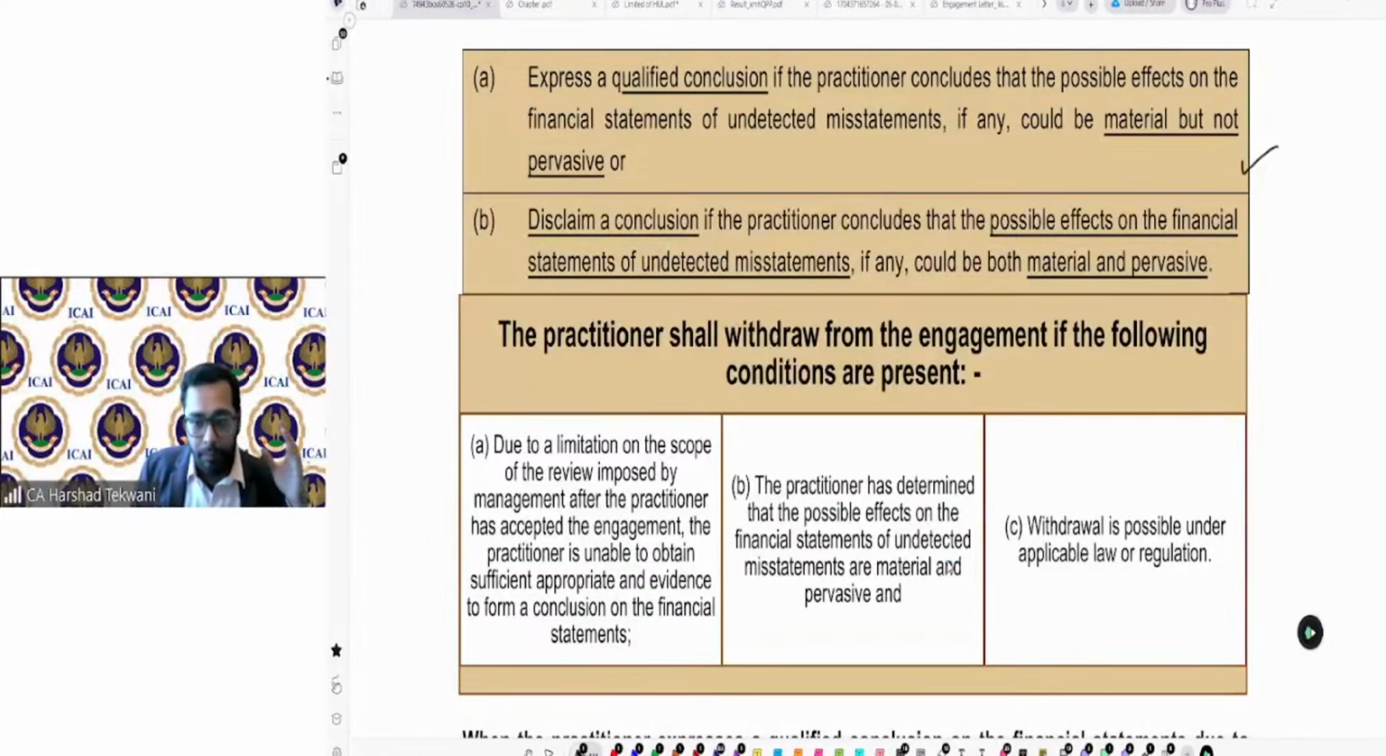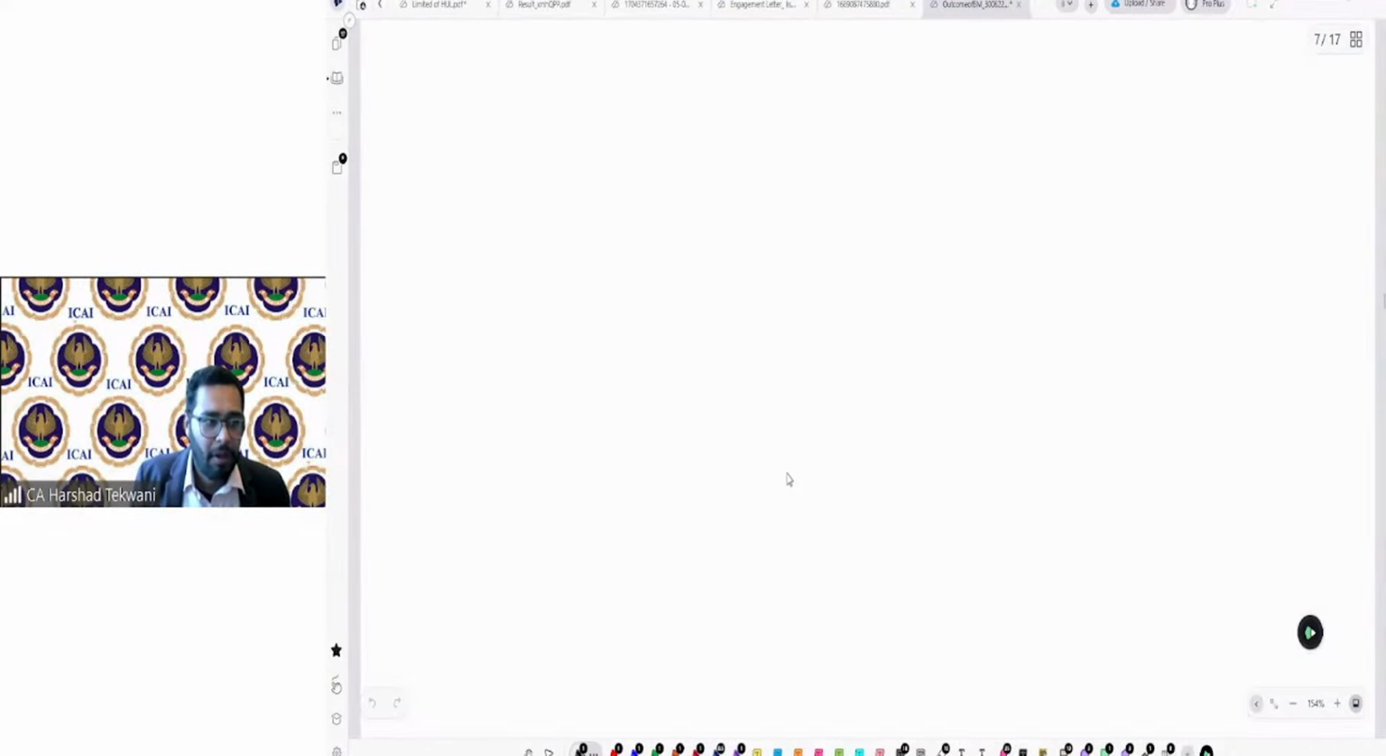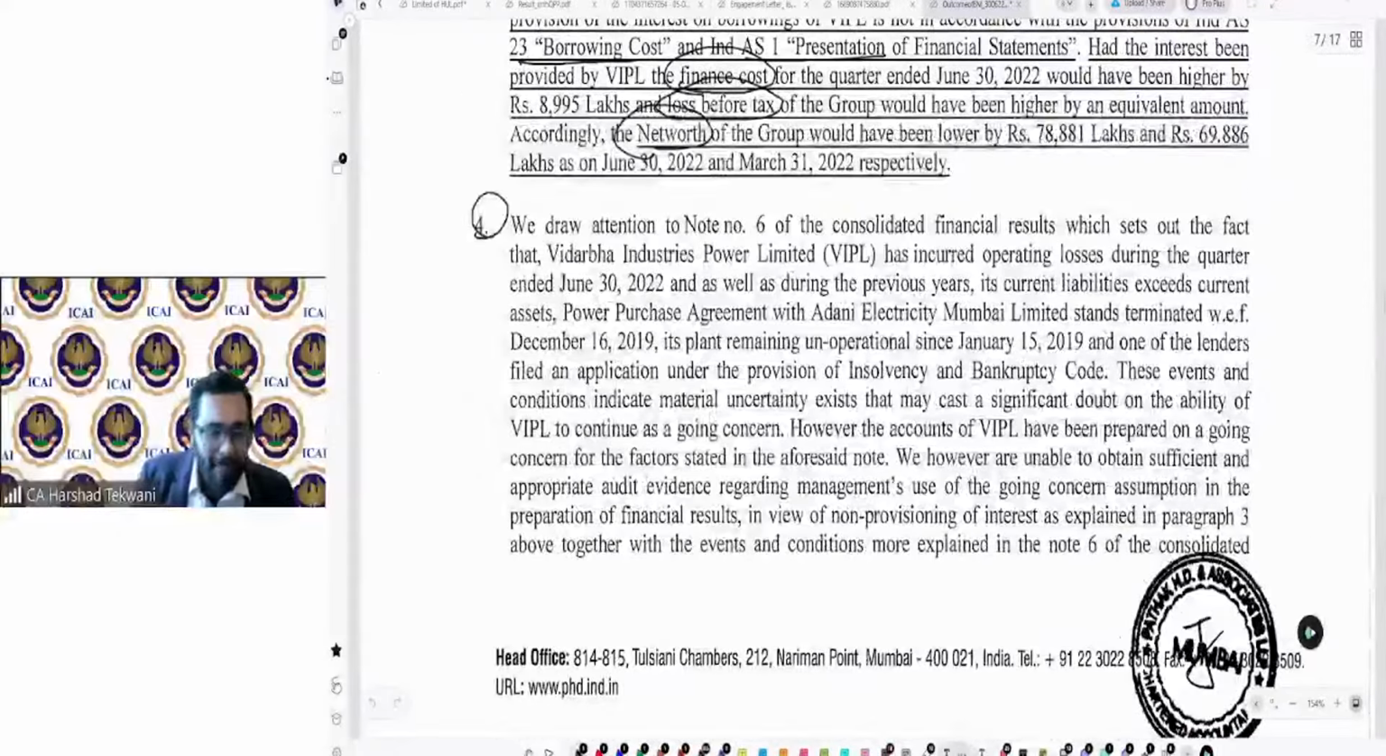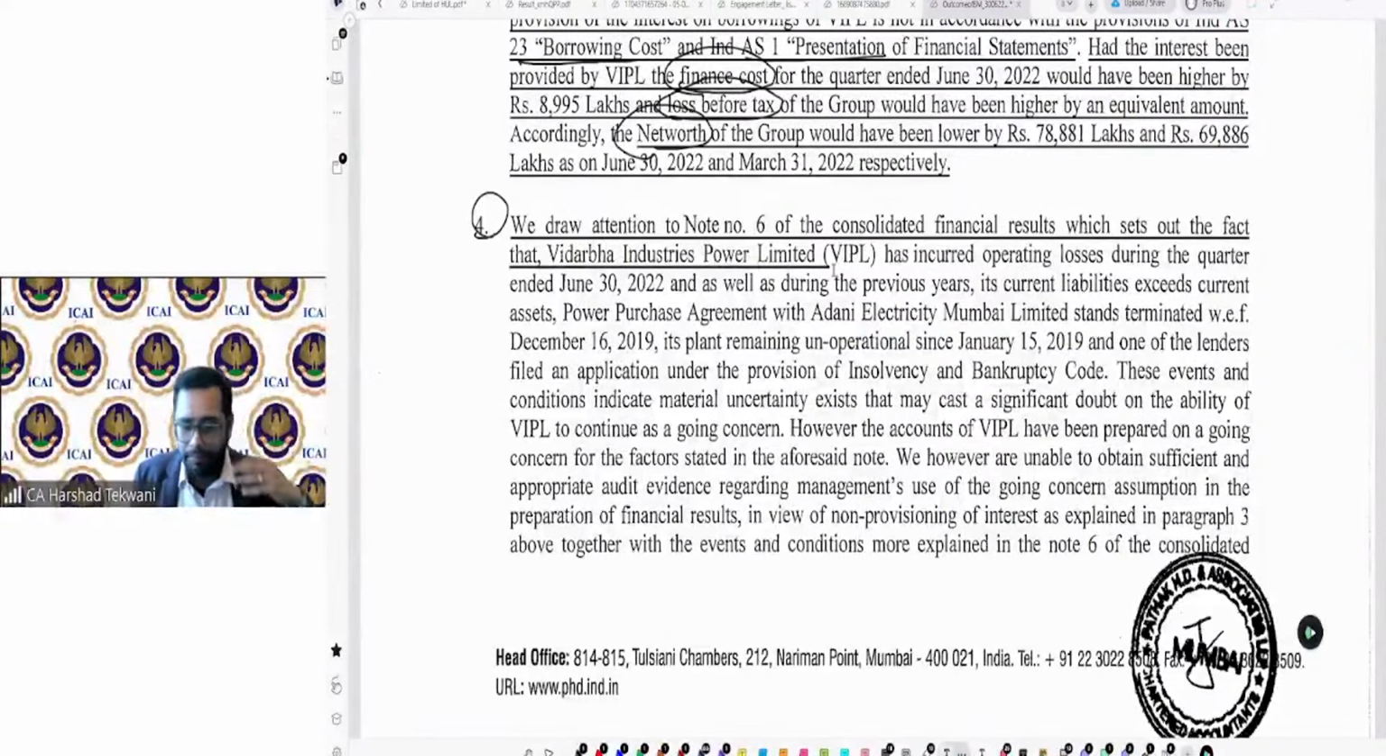So the second example means this one, qualified opinion, but impact is material but not pervasive. So I will issue a qualified opinion when I'm not able to obtain appropriate audit evidence. And I have a classic example of that. This one, paragraph number 4. If you read paragraph number 4, we draw attention to note number 6 of the consolidated financial results, which sets out the fact that the Vidarbha Industries, whatever the company is, has incurred operating losses during the quarter ended this, as well as during the previous year.